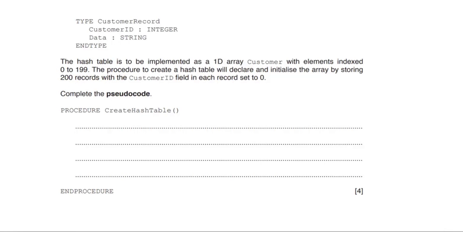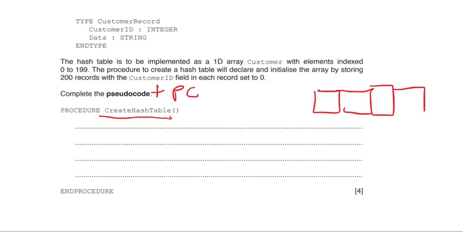So the first skill you guys need to be able to do is pseudocode and program code. So I'm going to do PC for program code. Create a hash table. Now in this scenario, it's giving us that we're going to have a 1D array. So each index will represent a 1D array. And we're going to have from 0 to 199. And that we want to set each record to 0 for customer ID. So I'm going to do CID.